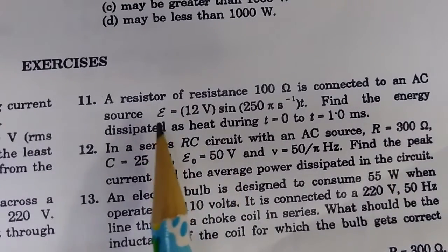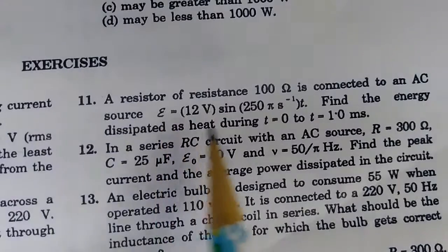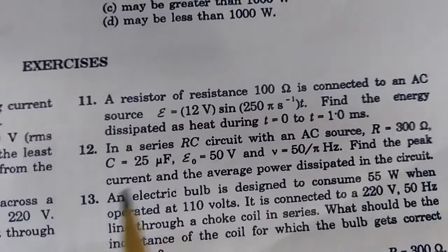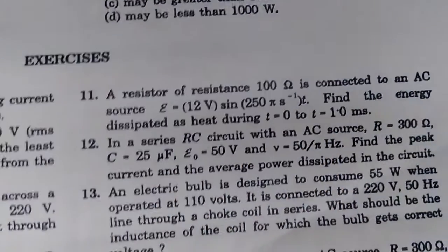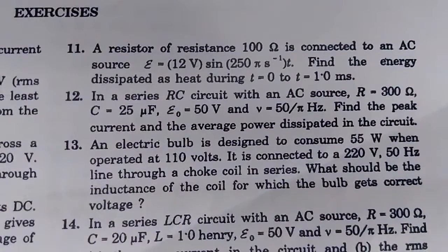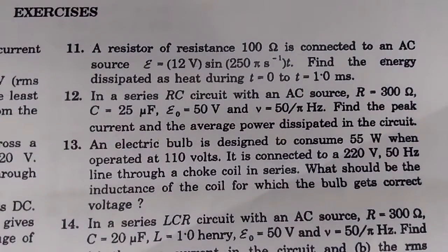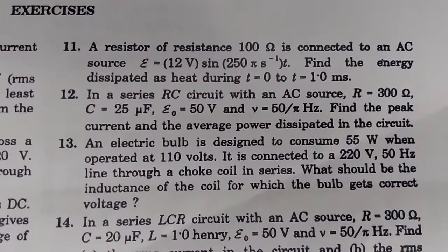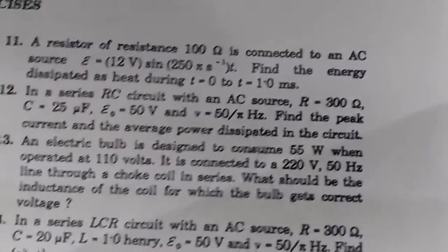So the voltage is varying across the resistor. So the instantaneous power will also vary with time, and we can find the instantaneous power in this resistor using the same formula, P is equal to V square by R. So let's do that.